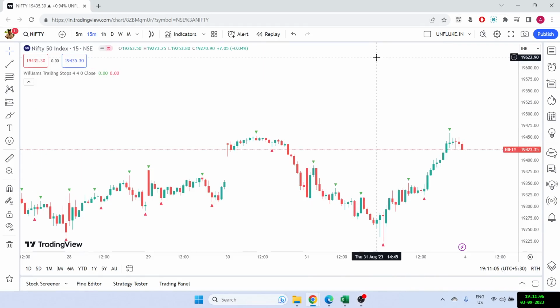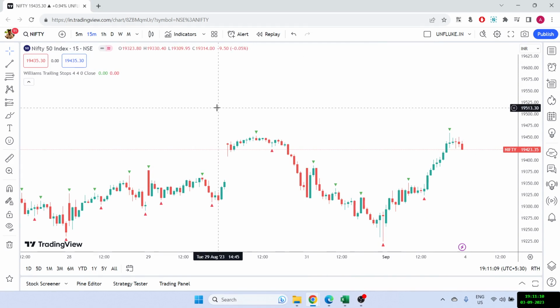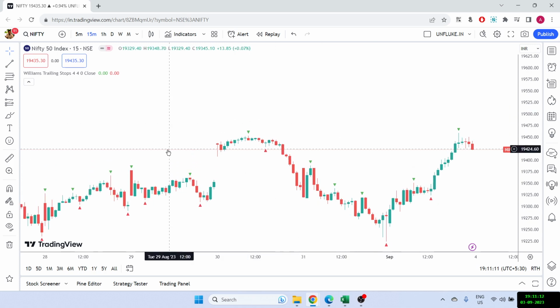Hi, so today I'm going to show you one more advanced strategy in which I'm going to use fractals. So basically, fractals is made by Bill Williams. It's an indicator which shows like this. So what I've done is I've added the fractals here.